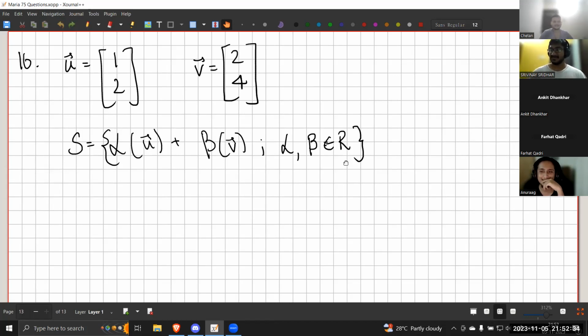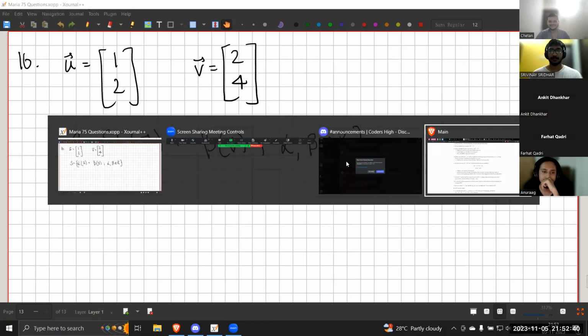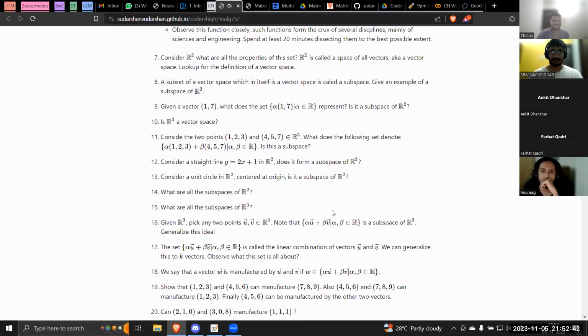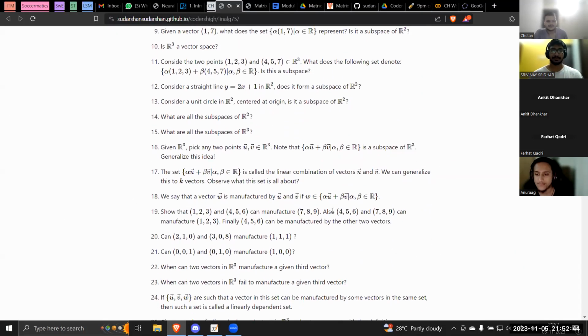Okay, let's continue with question number 16. We were discussing question number 16. Given R3, pick any 2 points U and V in R3. Note that alpha times U plus beta times V, where alpha and beta belong to the reals, is a subspace of R3. Generalize this idea.